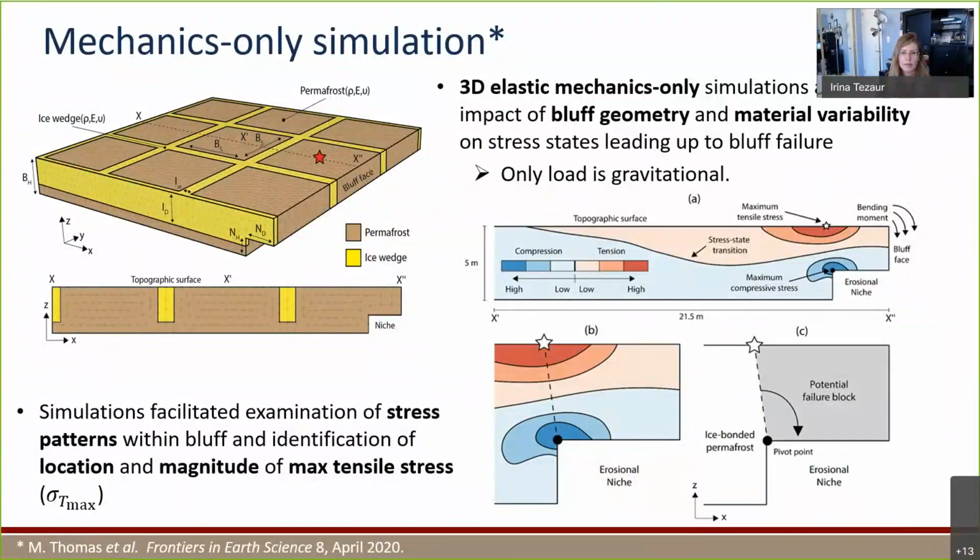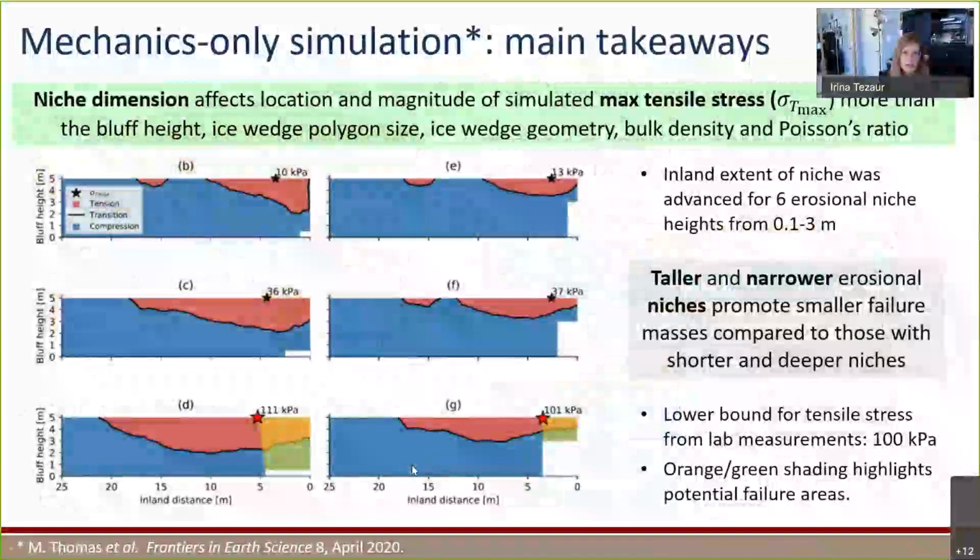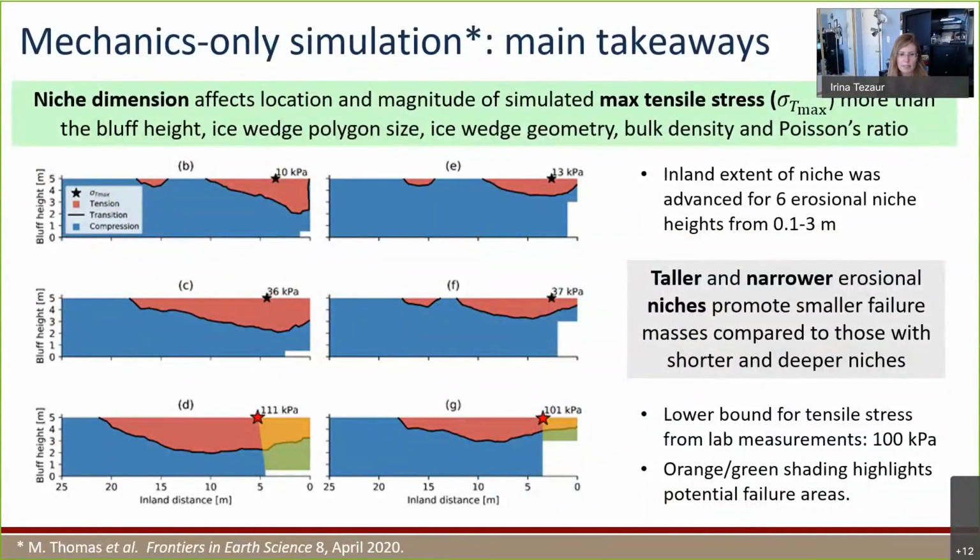And the main quantity of interest we're looking at is the location and magnitude of sigma T max, the maximum tensile stress. Okay. So in the interest of time, I'll just focus on the main takeaways from this. The first takeaway is that of the various parameters we considered, so these included bluff height, ice wedge polygon size, ice wedge geometry, bulk density, Poisson's ratio, I believe some other parameters too, the parameter that had the largest effect on maximum tensile stress, sigma T max, was the niche dimension.